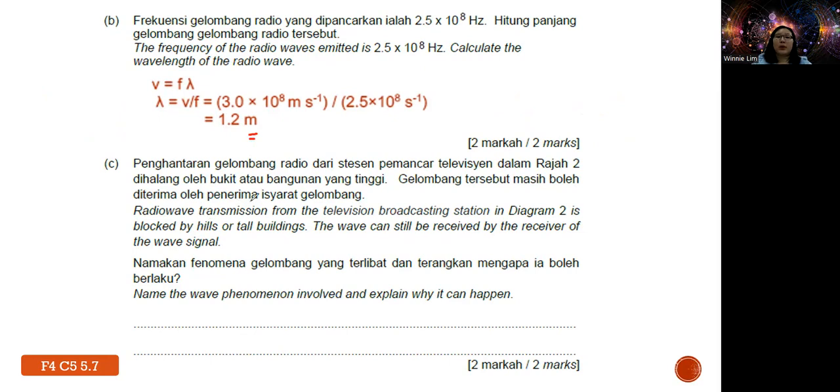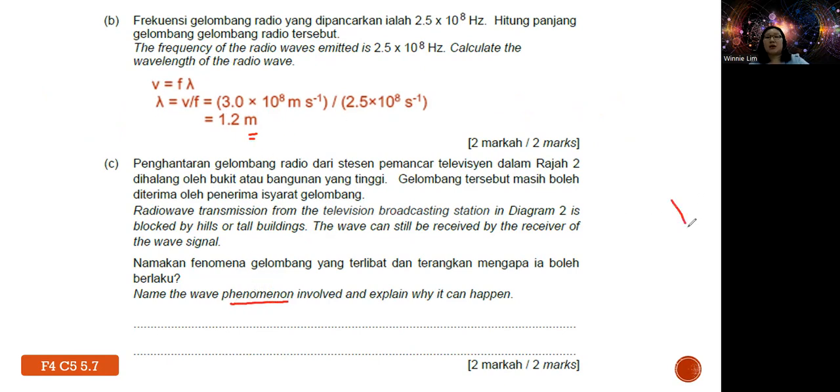C. Radio wave transmission from television broadcasting station in diagram 2 is blocked by hill and or tall buildings. The wave can still be received by the receiver of the wave signal. Name the wave phenomenon involved and explain why.